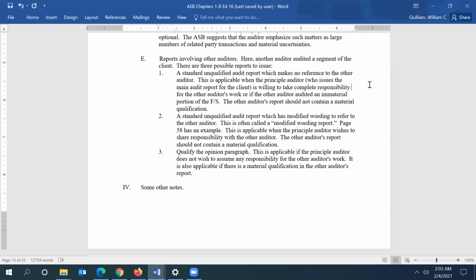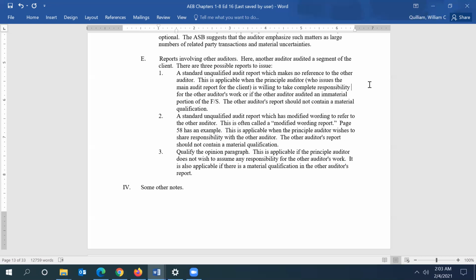I just want you to know that there is no explanatory paragraph, but some of the paragraphs will simply refer to the other auditor. So this type of report is applicable when the principal auditor wishes to share responsibility with the other auditor. And the other auditor's report should not contain a material qualification. Again, if it does, we must qualify.